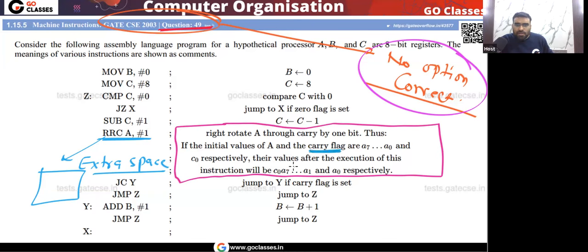You can see the rotation is happening through the carry flag. Every piece of information is already given to you. Agree with me? Is this clear? The question itself is telling you the carry flag. The rotation is happening through the carry flag. You don't have to go anywhere.